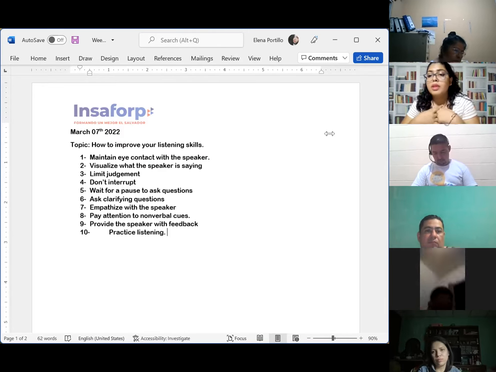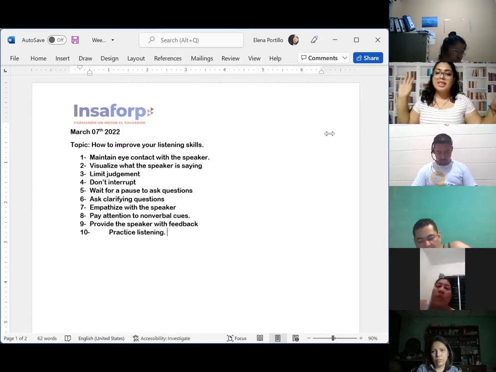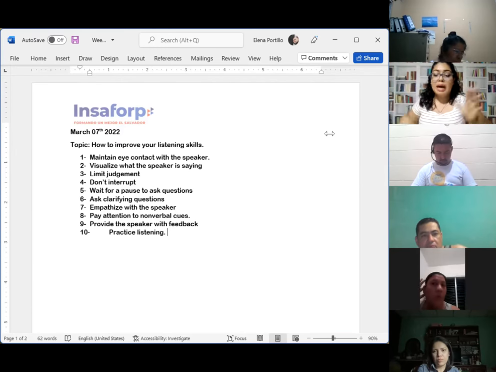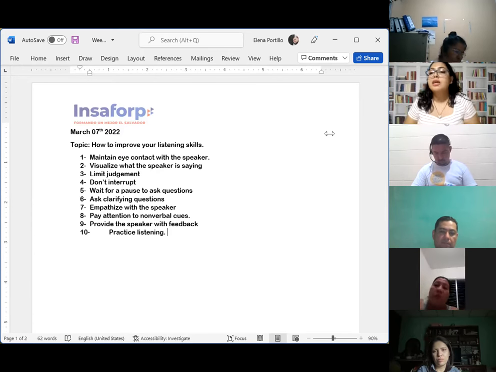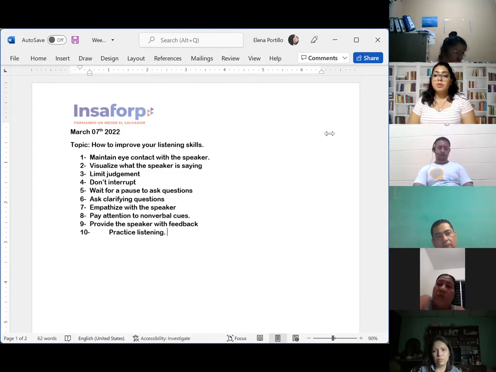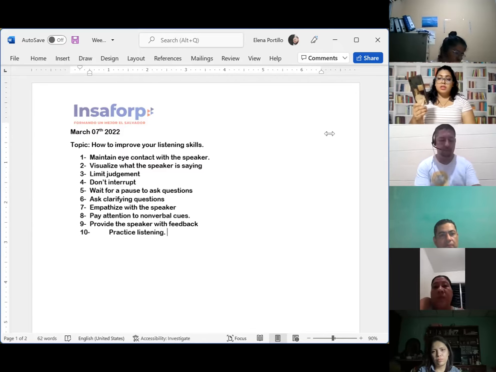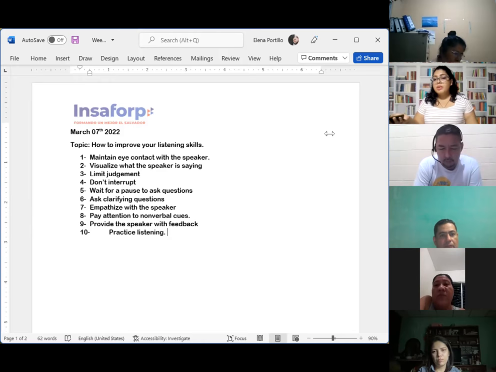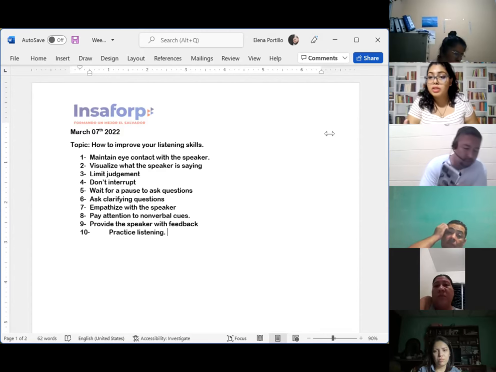We can show joy, we are moving a lot, smiling, and paying attention. When we are sad, we don't want to talk. We are like this, and the face and the shoulders are not moving. And when we are bored, like when we are on the cell phone, we are not paying attention. When we are angry, yes, what is the point? And the tone of voice is very important.